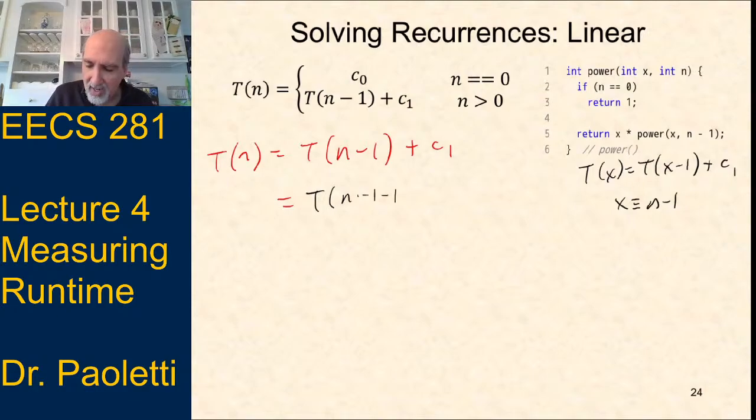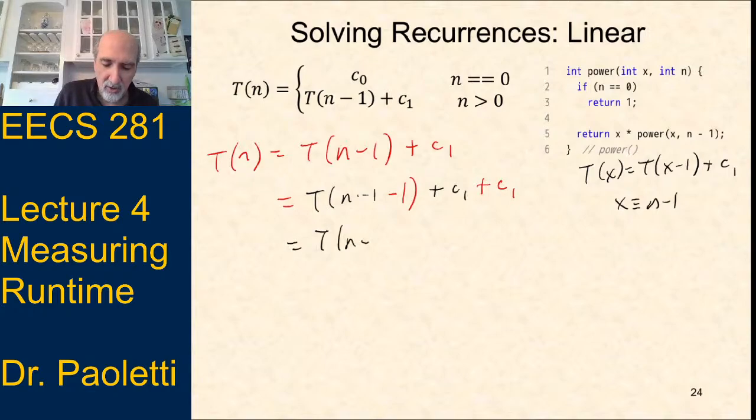Oh, wait, actually, I got a better idea. Let's put that original 1 in red. Hopefully you can see it. Black and red get a little close for me. Okay, so it's n minus 1 was the substitution, minus the original red 1, plus a black c1, plus a red c1. So we can simplify this to be equal to T of n minus 2 plus the black c1 plus the original red c1.